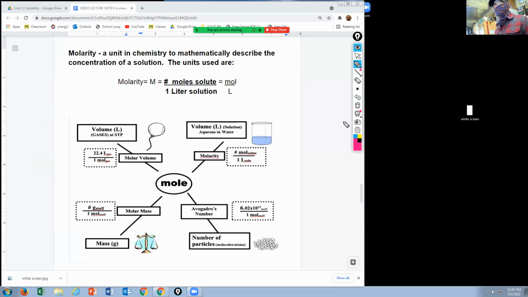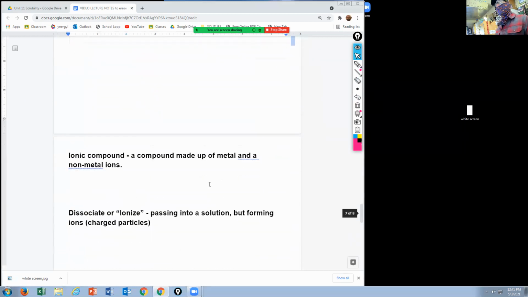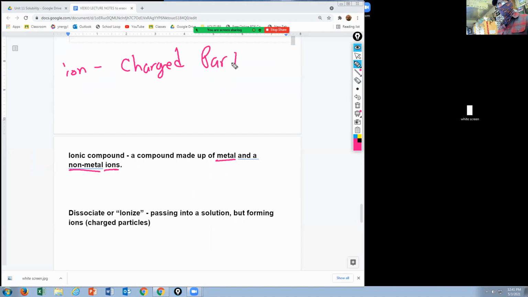All right, so we will move on and we will get to the crux of our lesson right now. Two things. We learned a long time ago that we have something called ionic compounds. An ionic compound is made up of a metal and a non-metal, and these things are ions. An ion, ladies and gentlemen, is a charged particle. A charged particle. And we talked about those, like you have sodium, and then you have sodium ion.